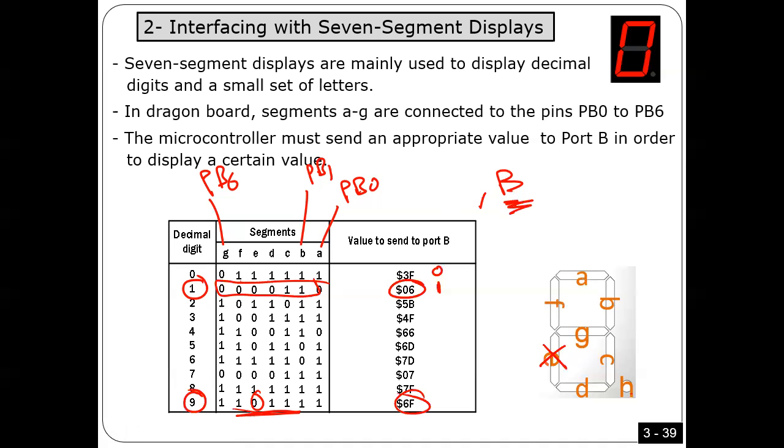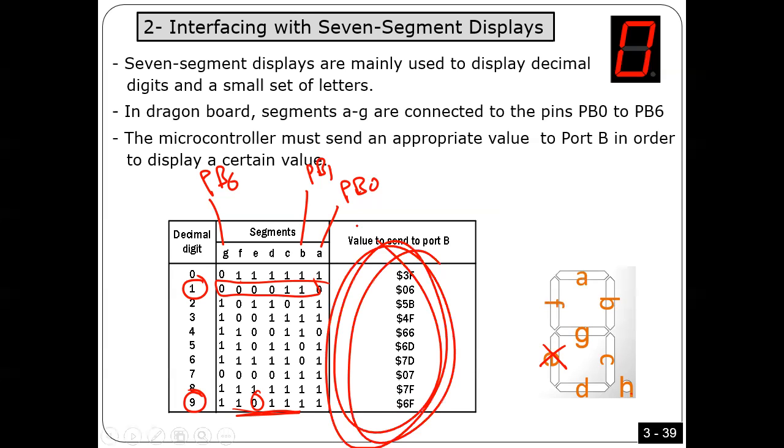Number 2, how can we use it? The way I have to use it is I'm gonna turn on some LEDs, some segments, and I'm gonna turn off some segments to make a shape. Is that okay? So that's why we should have a code like this one.